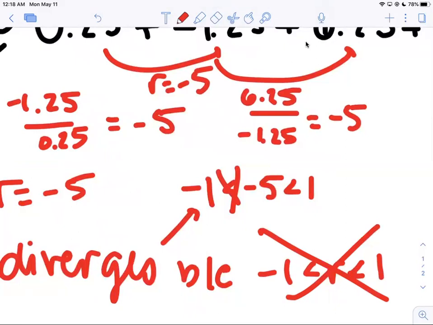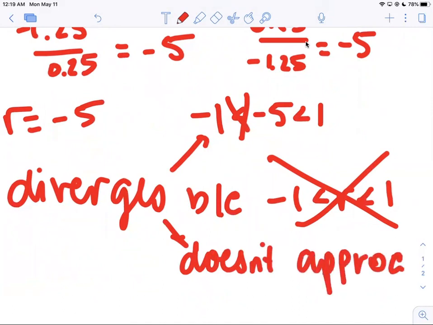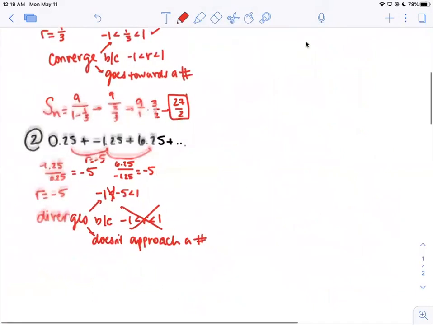But then also because it's diverging, it means that it doesn't just go to one number. I'm going to use the word approach. That's kind of a calculus word, but I think you guys can handle it. It doesn't approach one number. If we were to add all of these up, it's not getting closer and closer to like 1 or closer and closer to 100. It's just going to keep getting bigger and bigger, and then also smaller and smaller because it's got a negative number in there too. Okay, so that's why it diverges.